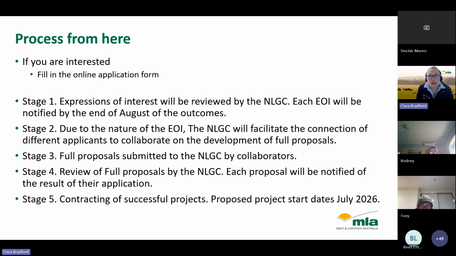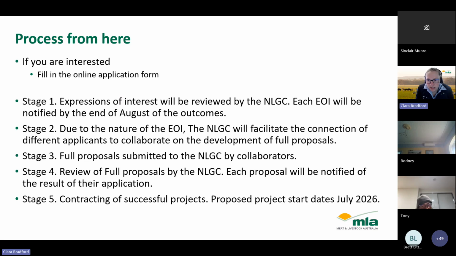So the process from here, essentially the vision is that the expressions of interest process will attract interested parties from one or more of the categories that we just went through. The NLGC and MLA will then assist in bringing together all of those interested parties to contribute to a collaborative reference population project or projects, particularly addressing the current gaps we have in recording across both beef and sheep.